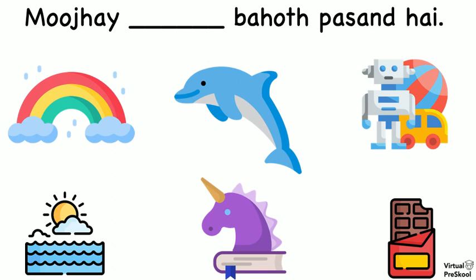And when you want to say I really like something, you just add the word bahut to your sentence. I really like dolphins. Mujhe dolphin bahut pasand hai. Mujhe rainbow bahut pasand hai. Mujhe chocolate bahut pasand hai. Mujhe stories bahut pasand hai.